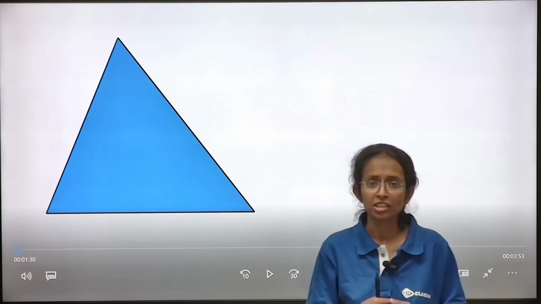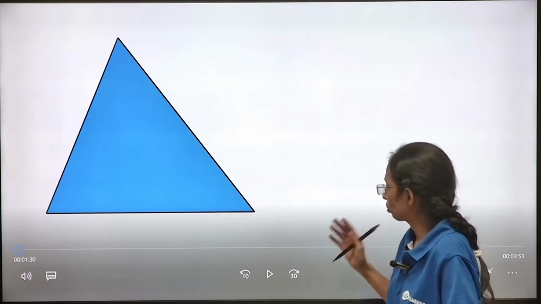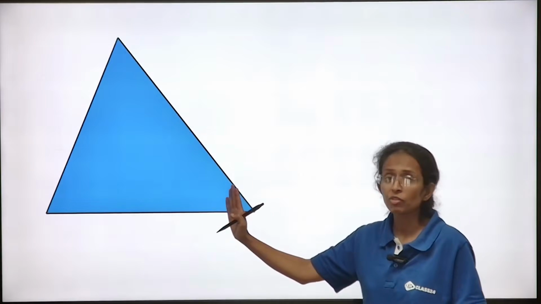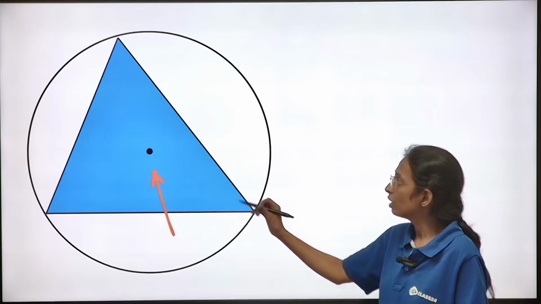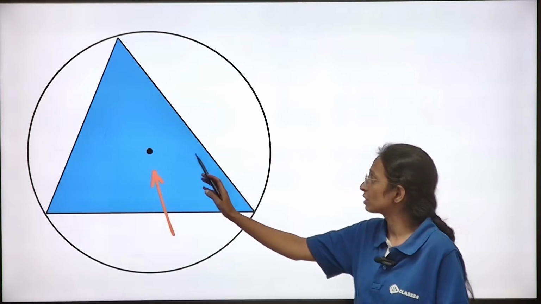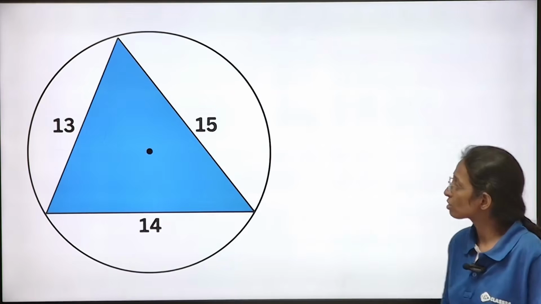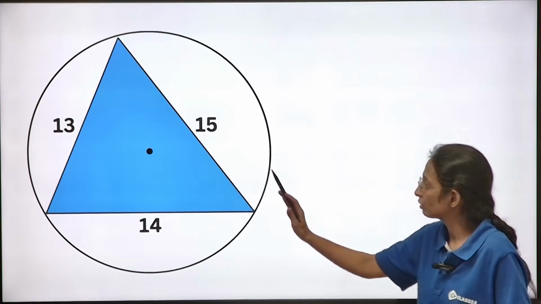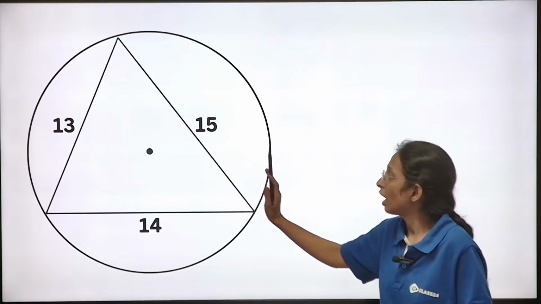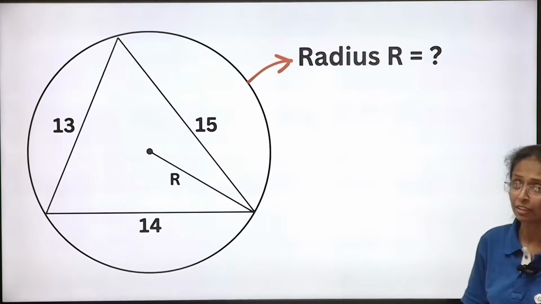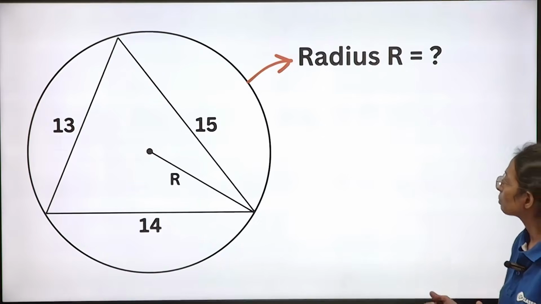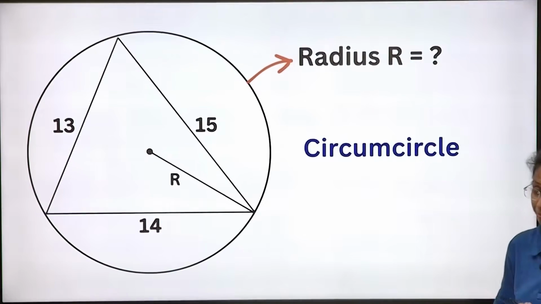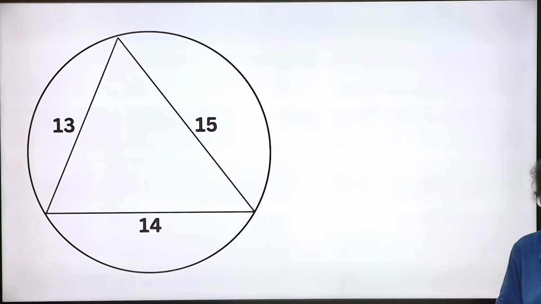Hello students, let us try a very interesting question. In this, we are given a triangle which is inscribed in a circle. This is the center of the circle. The sides of the triangle are 13, 14 and 15. And we need to find the radius r of this circumcircle. Okay, can you find this now?